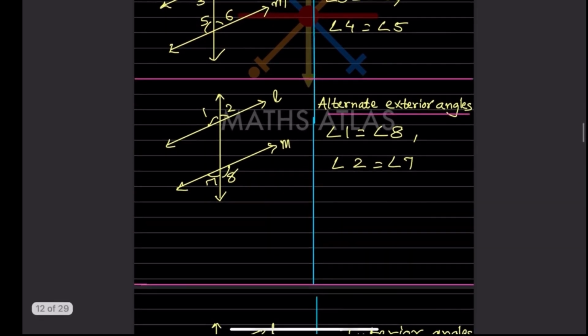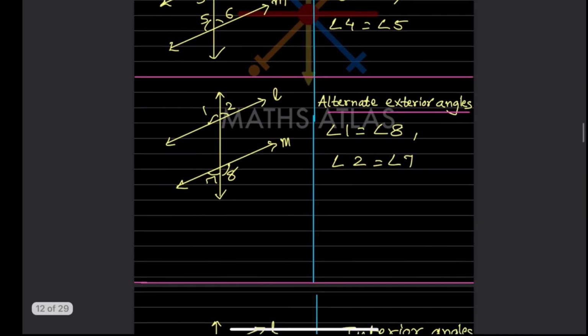And alternate exterior angles means here angle 1 is equal to, you have to see on the other side, angle 8, and angle 2 is equal to angle 7. So these are the alternate exterior angles.